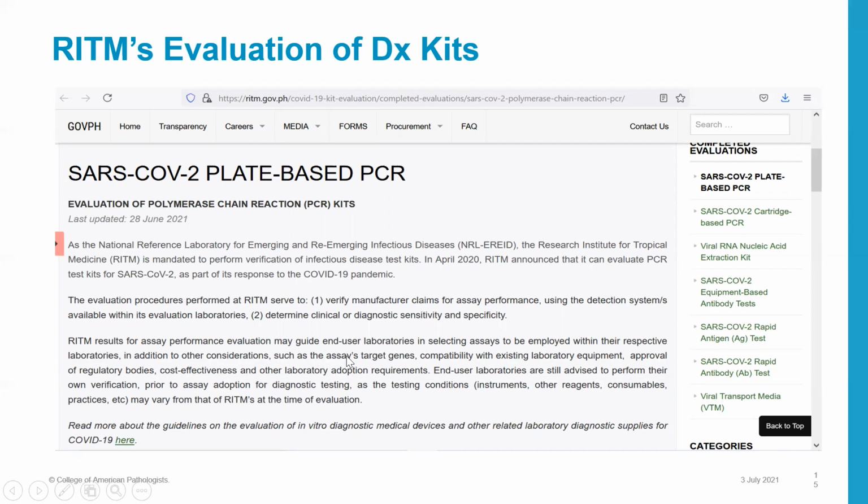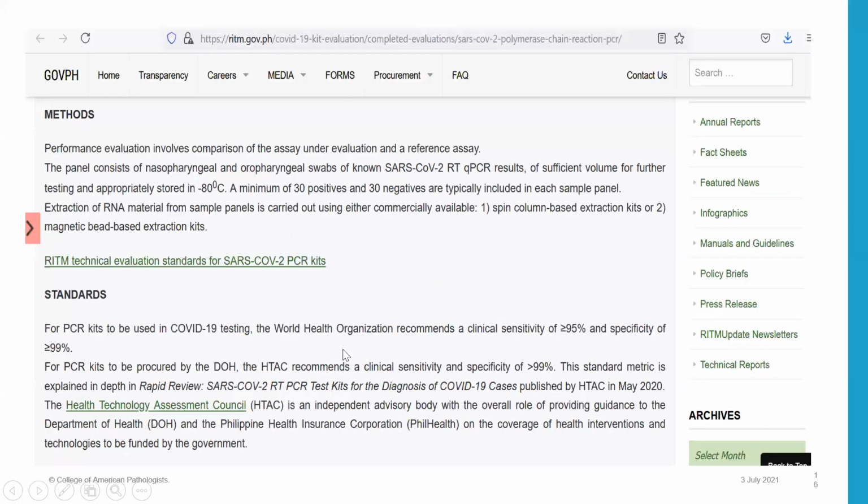And as you can see, this is available on their website and open to the public, so you can look at the list of the kits that were approved, starting from the earliest time of the pandemic up to the present time. And they have a standard procedure for evaluating, for example, the qPCR.